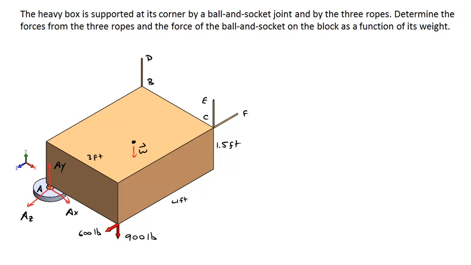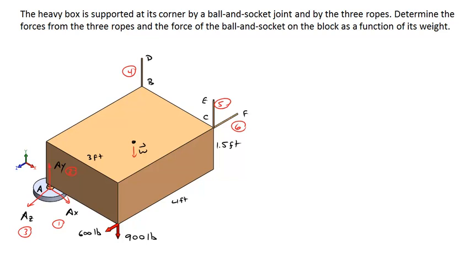One thing to consider is the number of unknowns that we have in the problem. We'll want to make sure that we can actually solve this thing. So we've got AX, AY, and AZ as the first 3 unknowns. The 4th unknown is the force in rope BD. The 5th unknown is the force in rope CE, and the 6th unknown is the force in rope CF.